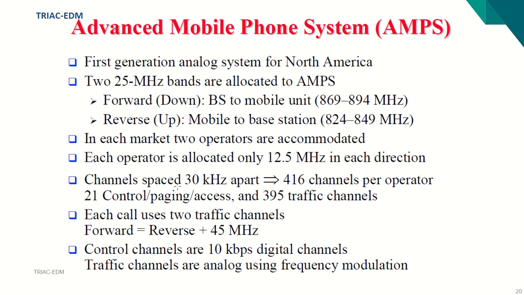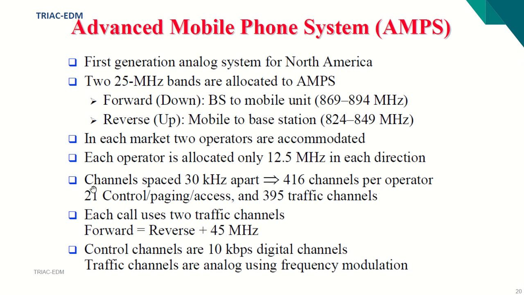Channels are spaced 30 kHz apart. It's 416 channels per operator. You can imagine that 416 is large at that time, but it's considered very small nowadays, because we accommodate thousands of people at the same time in a cell. Right? We accommodate even tens of thousands of people.